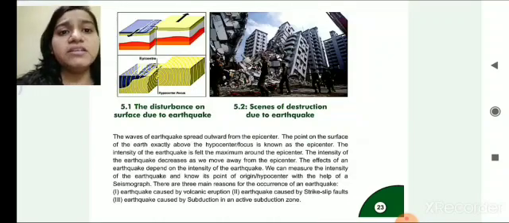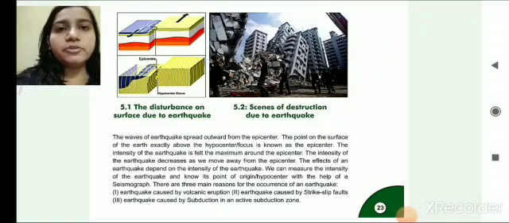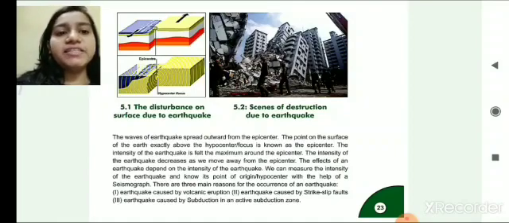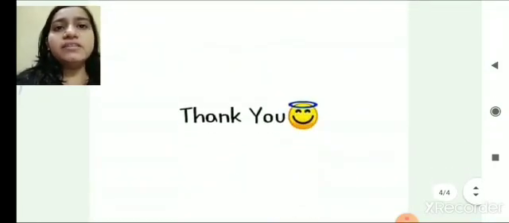The third one is earthquake caused by subduction in the active subduction zone. Active subduction zones are the zones in which the earthquake occurs frequently, as the land in this region slips into the mantle, and hence the movement is caused between the interiors of the earth. So my dear students, we discussed what is earthquake and how does it occur, what is the point of origin, and how the earthquake can be measured.